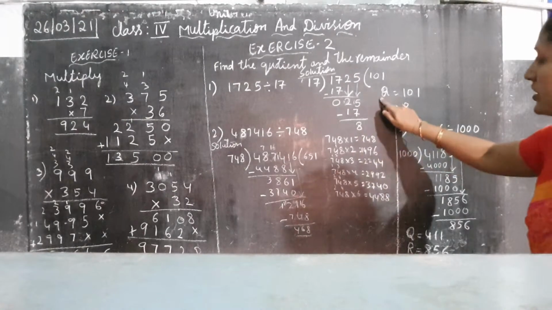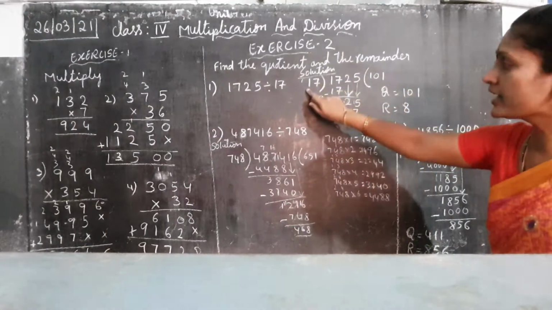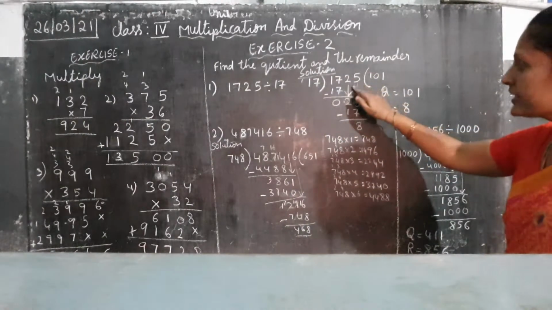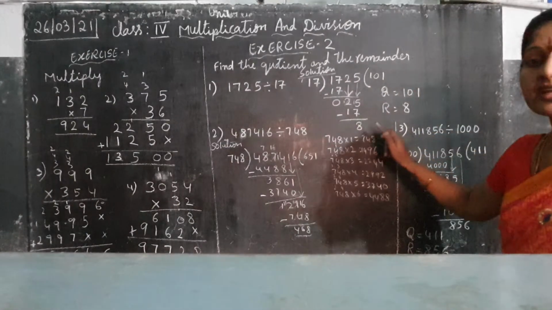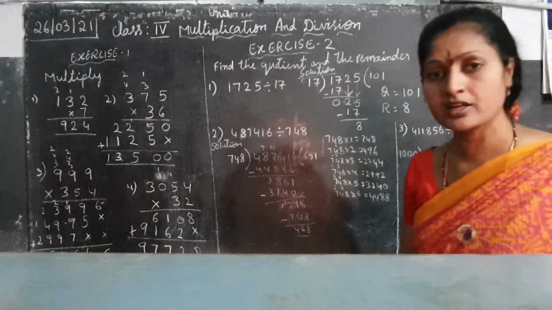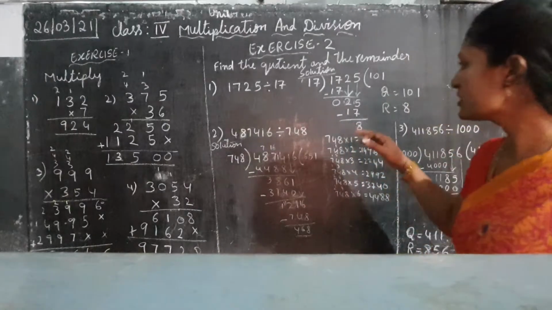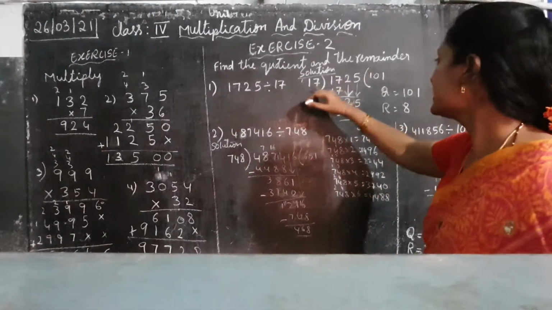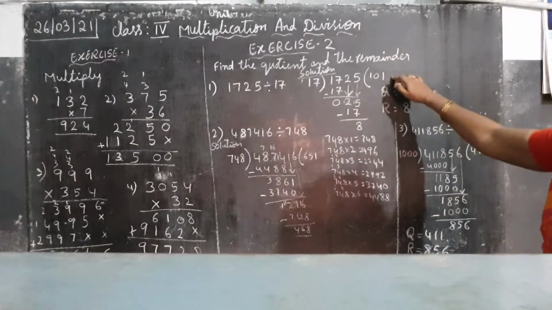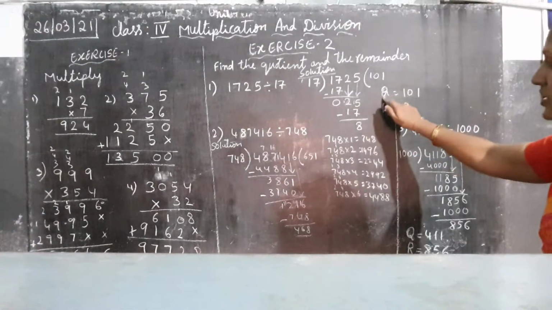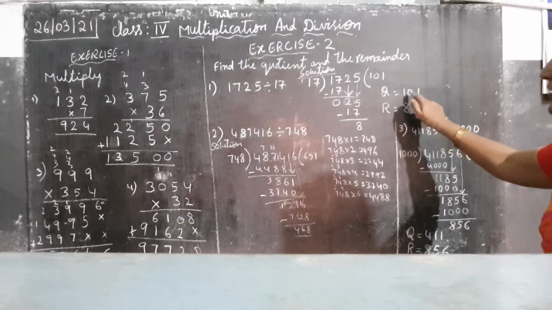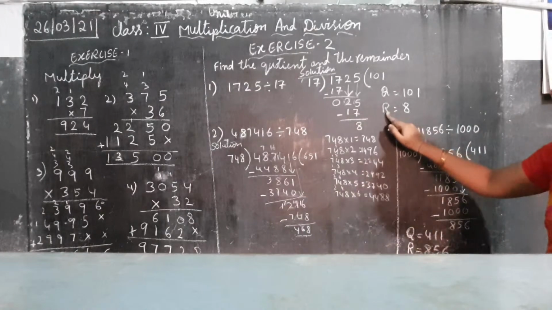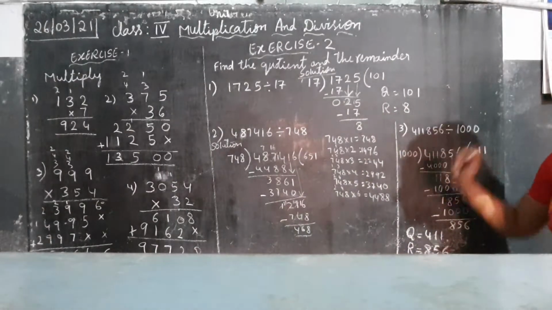Okay, this is the divisor, dividend, quotient and remainder. And you have the textbook properly, children, all you have to learn. In division, the parts are divisor, dividend, quotient and remainder. Q means quotient, 101 is the quotient, and R means remainder. This 8 you have to write.